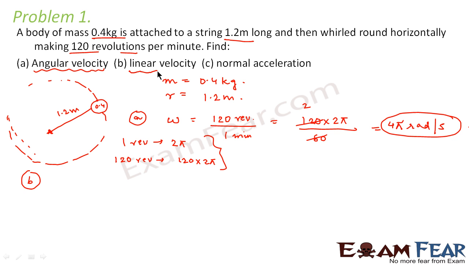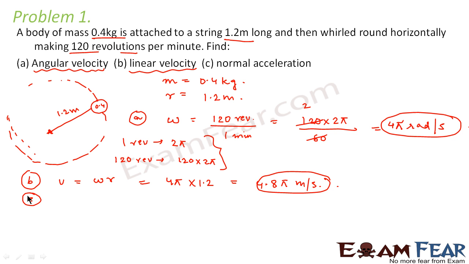Now let us look at the second part, that is we have to calculate the linear velocity. Just in the previous slide we found that linear velocity is equal to omega into r, where r is the radius of the circle. So omega in this case is 4 pi and radius of the circle is 1.2. So this comes out to be 4.8 pi meter per second. So this will be the linear velocity.